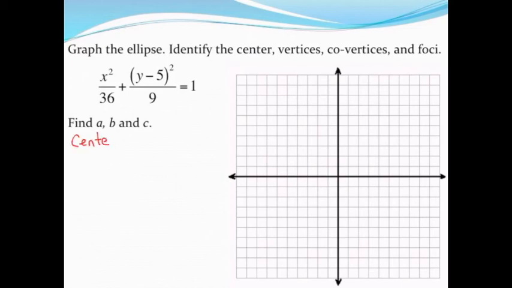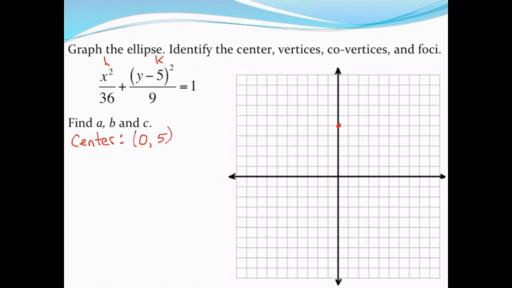The center is going to be composed of the h and k values. The h is the number with x, the k is the value with y. Since x is by itself, that has a coordinate of 0. Y is then going to be 5. I'm going to switch the sign around. So the center of my ellipse is going to be at the point (0, 5). So let's get that point plotted. 1, 2, 3, 4, 5. So right there.